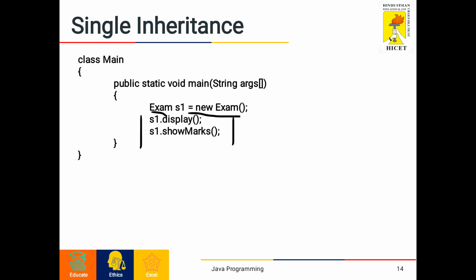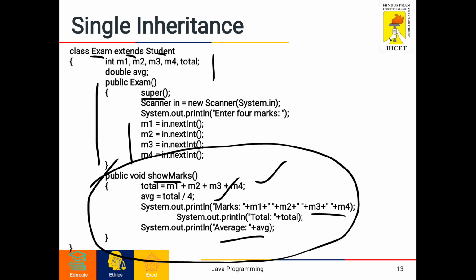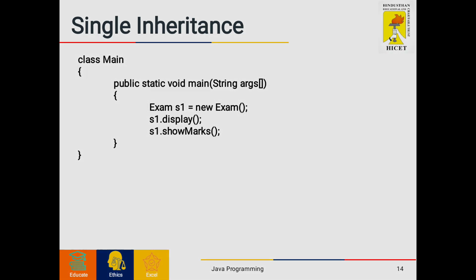So here the constructor will be called. When a constructor is called, the first line in the constructor is super. So it invokes the super class, the base class constructor. This is how the execution will be done.